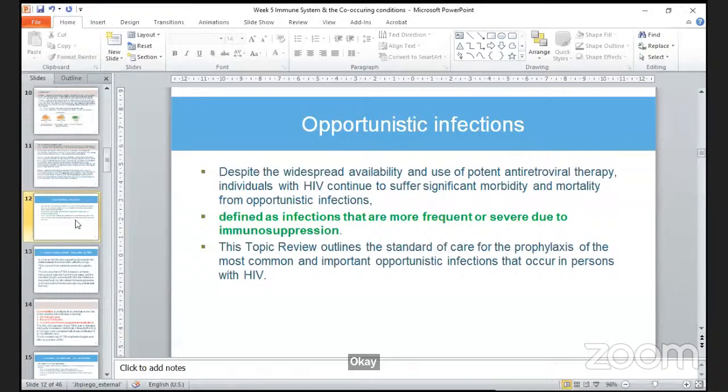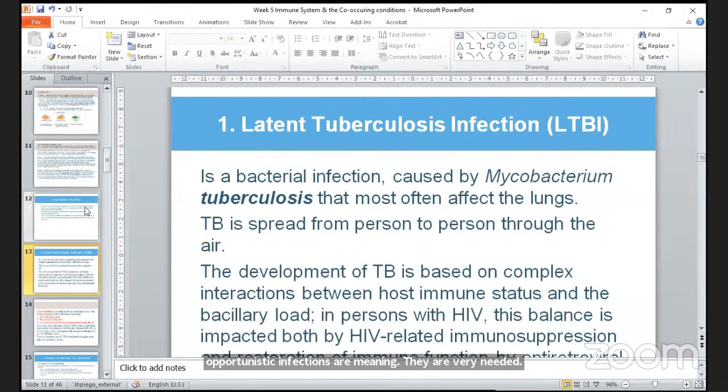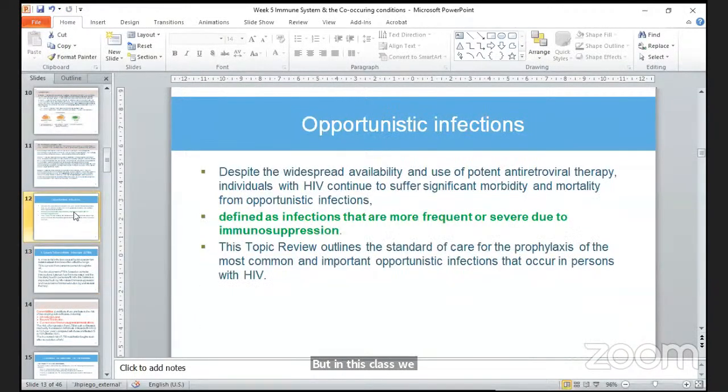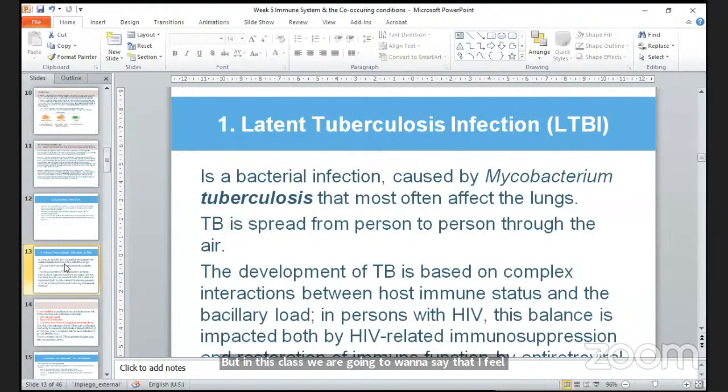So opportunistic infections are many. They are very many. But in this class, we are going to consider a few, about 8 of them, which are the most common ones. One of them is latent tuberculosis infection. Now, the latent TB, LTBI, latent TB infection, is not the normal tuberculosis, it's not the active tuberculosis as we know it.